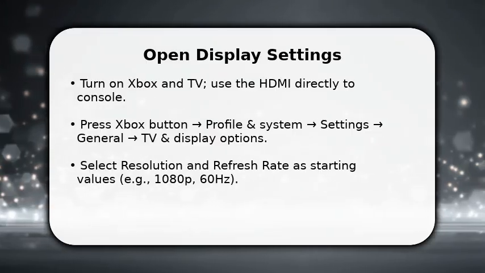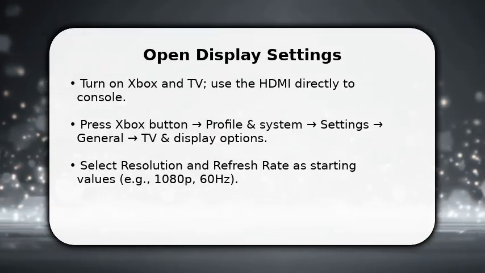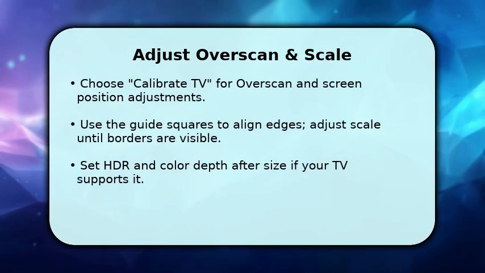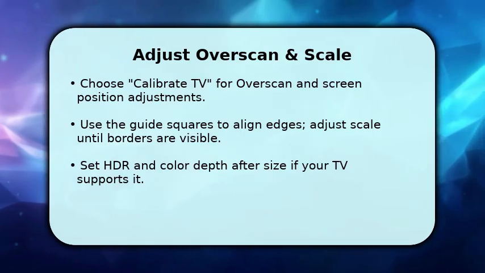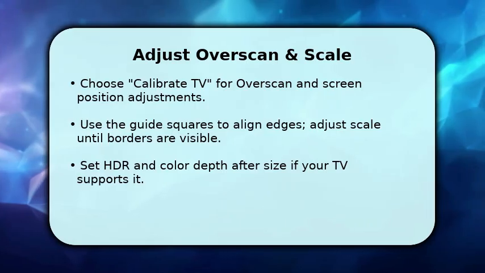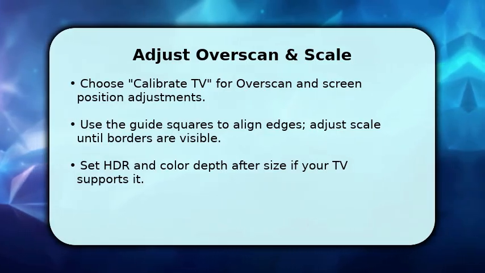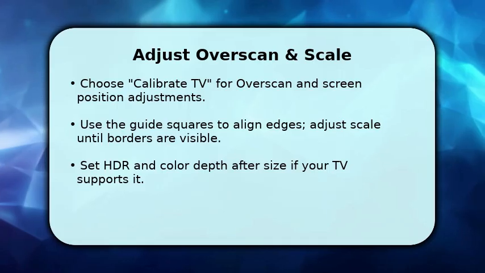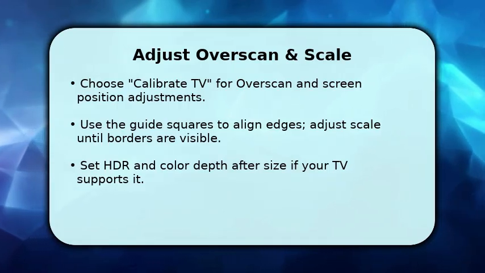Once you've chosen those, make sure to keep an eye on the preview area while we move to the next adjustments. Now you'll calibrate the image so everything fits the screen. Select Calibrate TV for overscan and follow the on-screen guide. Use the controller to nudge the image until the test boxes align with the TV frame. This changes the scale and positions UI elements correctly.